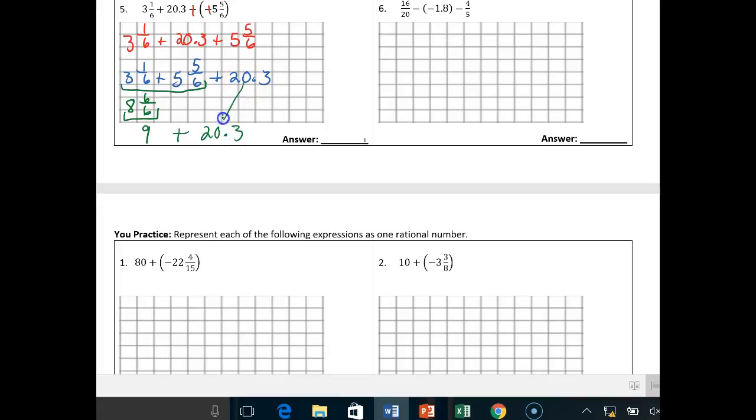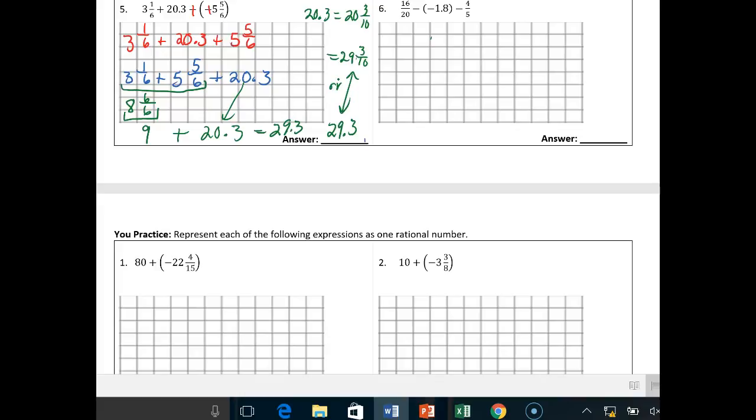That's coming straight from here. And 9 plus 20.3 is just simply 29.3. That's your answer. Now, there's another way you could have done this. If you wanted to change 20.3 in your head, you're saying, hey, that equals 20 and 3/10. Your answer could also be 29 and 3/10, which is the same exact thing as 29.3. These are equivalent. Either answer would have worked there.